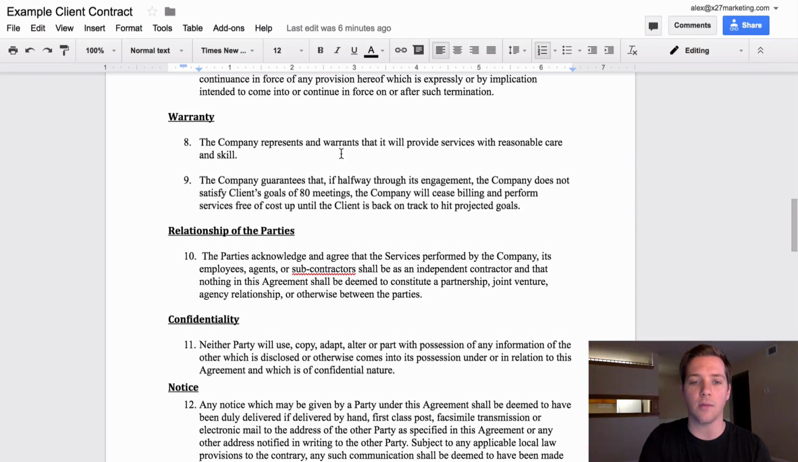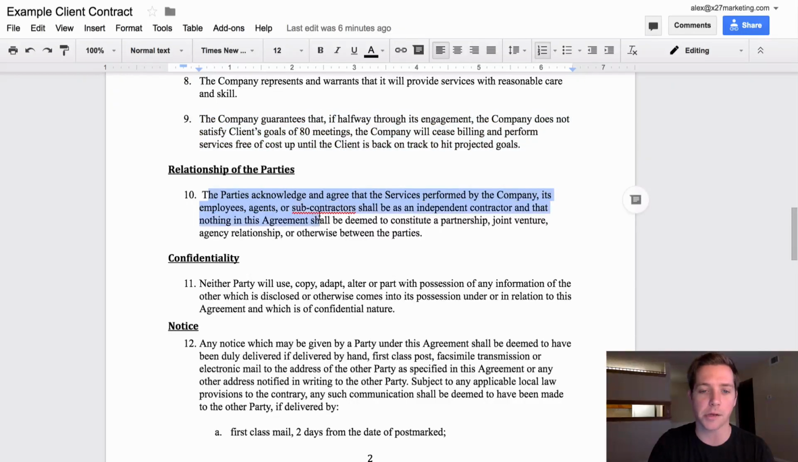Then we've got the warranty. So the company represents and warrants that it will provide services with reasonable care and skill. The company guarantees that if halfway through its engagement, the company does not satisfy the goal of 80 meetings, the company will cease billing and perform services for free up until the client is back on track to hit projected goals. So this is our guarantee that we use at Experiment 27. Basically, halfway through the agreement, if we're not on track, we'll work for free until we get back on track. And that's written into the contract.